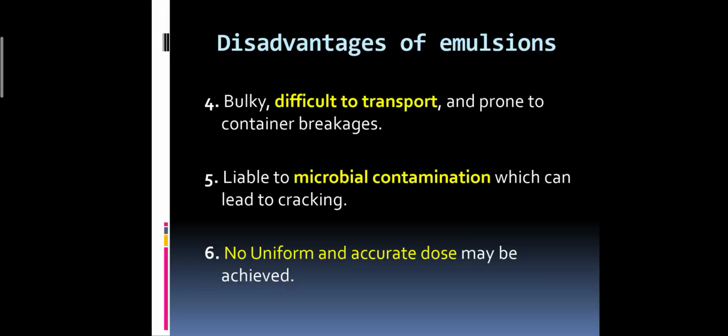The fourth one is that emulsions are bulky and very difficult to transport, and as they are liquid, they are very prone to container breakage. The fifth one is that they are liable to microbial contamination, and the sixth one is that they do not give a uniform or accurate dose.